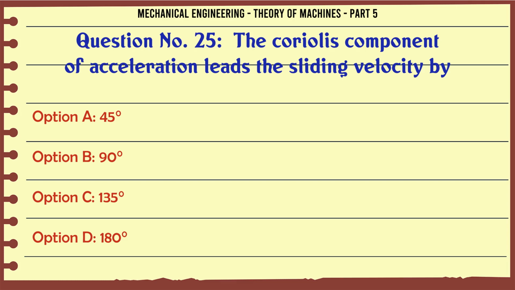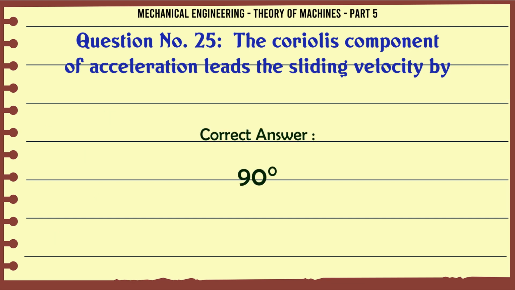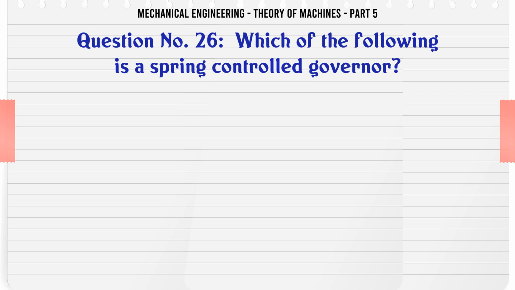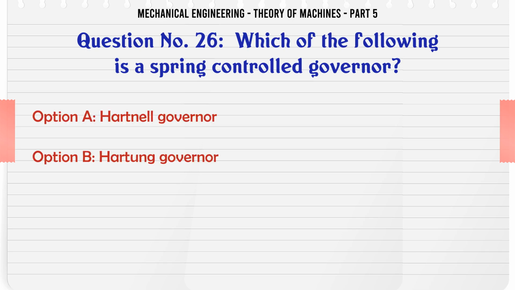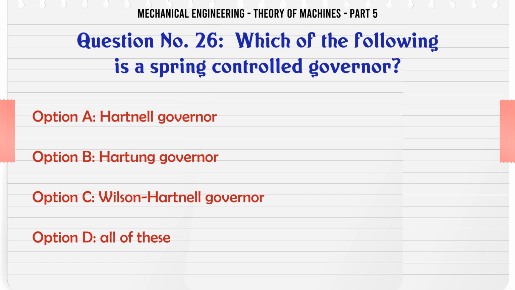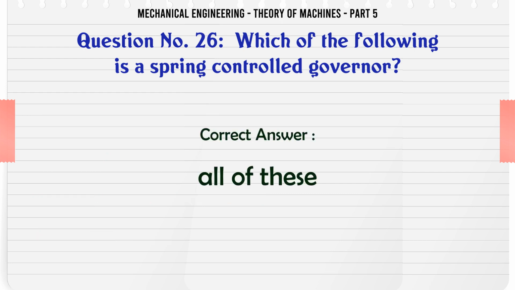135. D. 180. The correct answer is 90. Which of the following is a spring-controlled governor? A. Hartnell governor. B. Hartnell governor. C. Wilson-Hartnell governor. D. All of these. The correct answer is all of these.